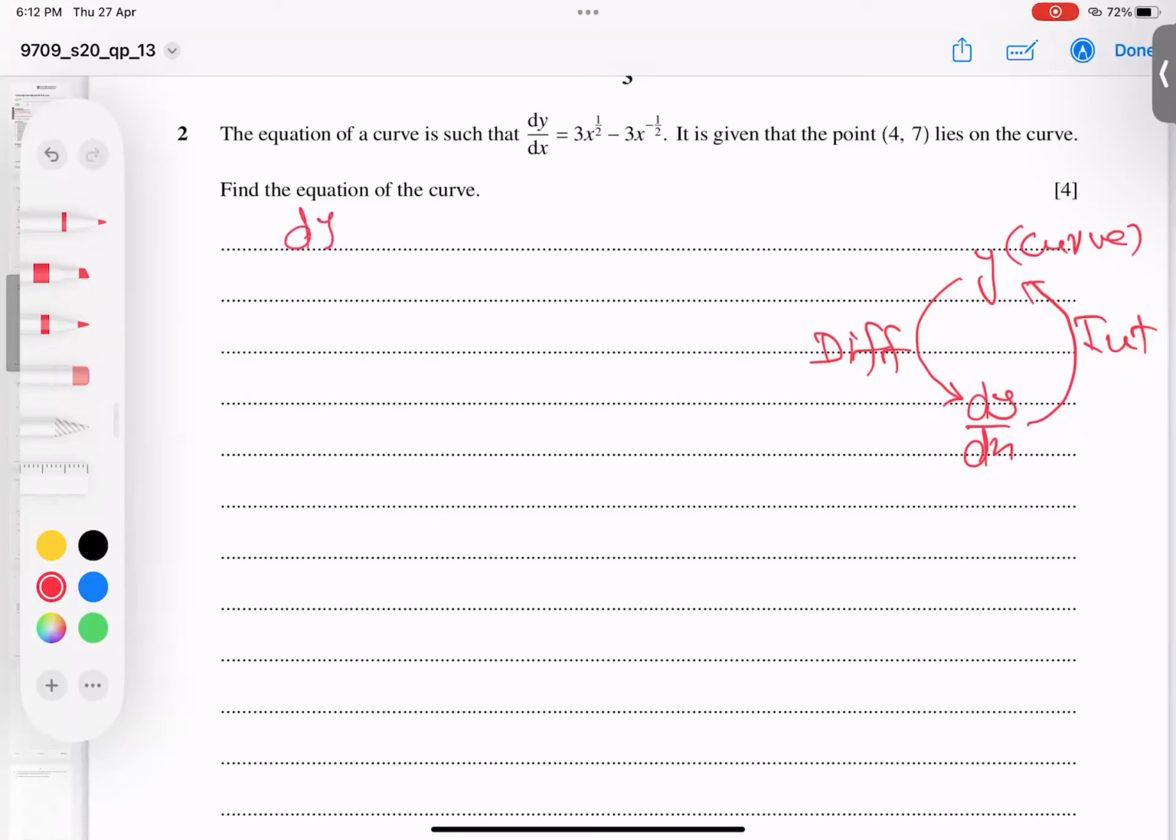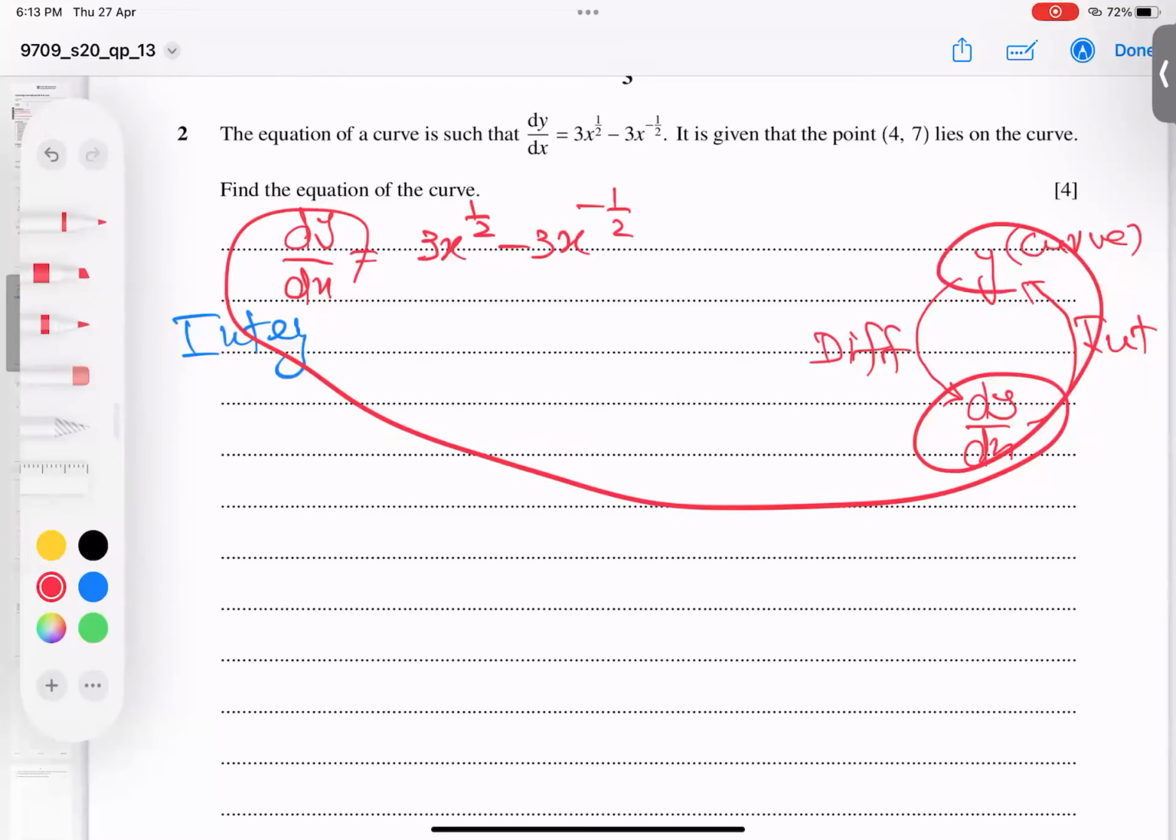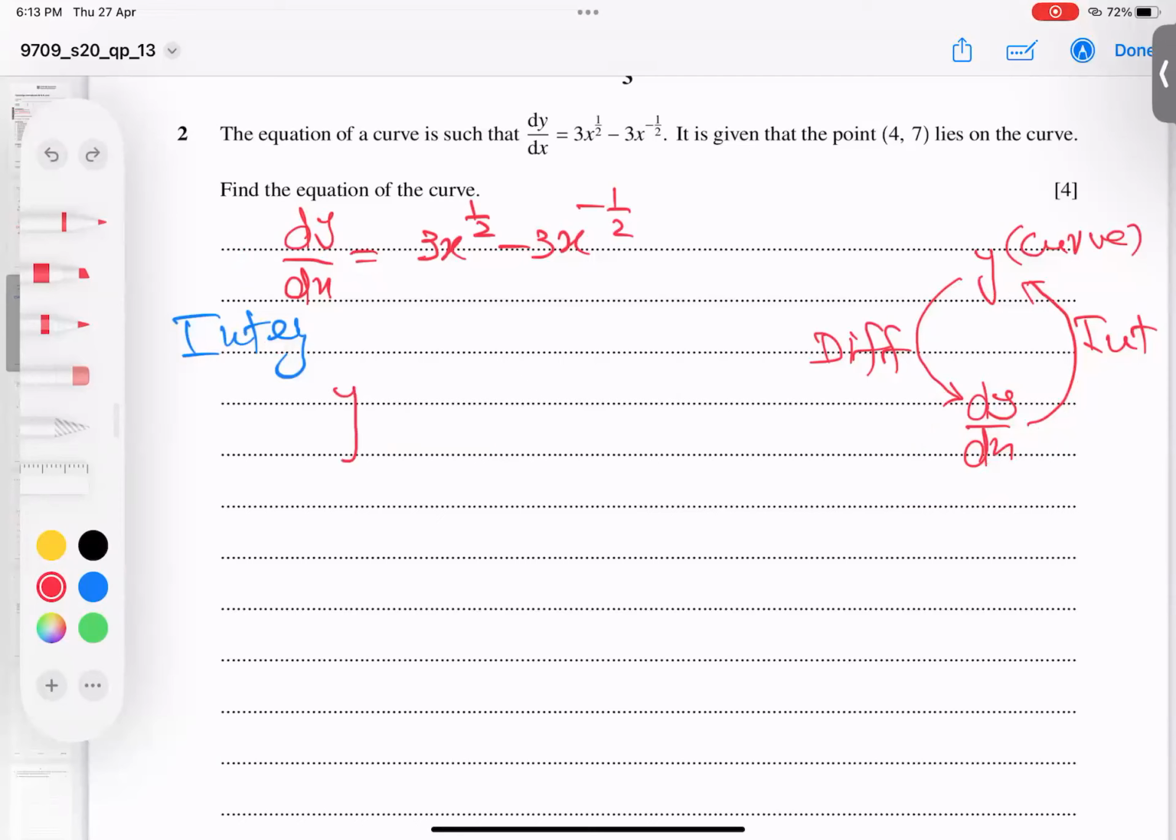So dy over dx is given as 3x to the power half minus 3x to the power negative half. And I will just write integration. And you know very well, students, because the integration of dy over dx is directly y. So no need for any working on the left side, simply write y. And on the right hand side, I will show the working like this, with dx. Now, what is the rule of integration, students? Increase the power by 1.